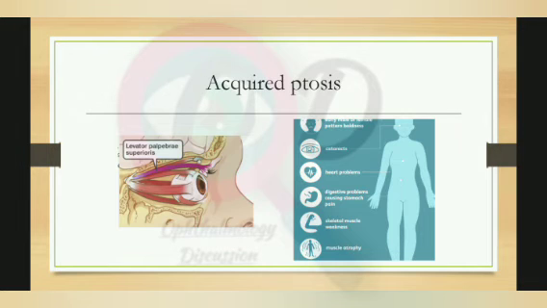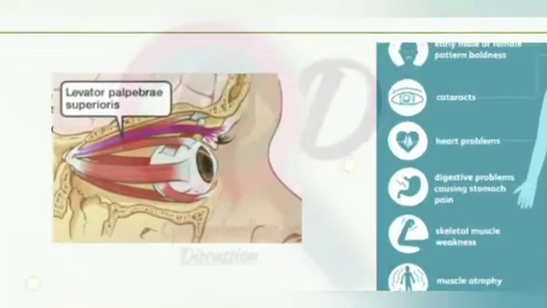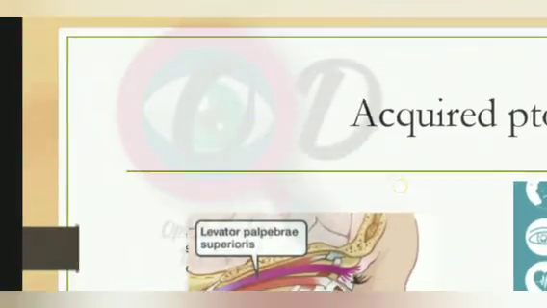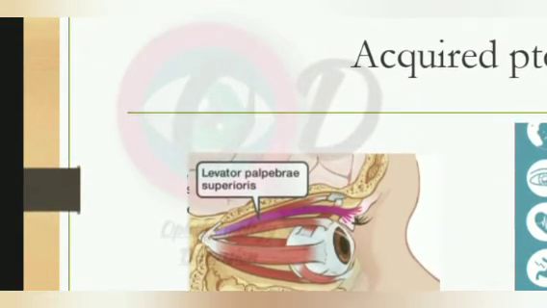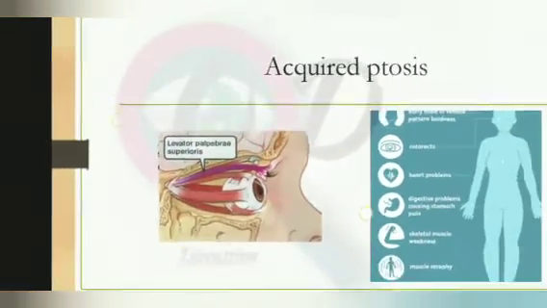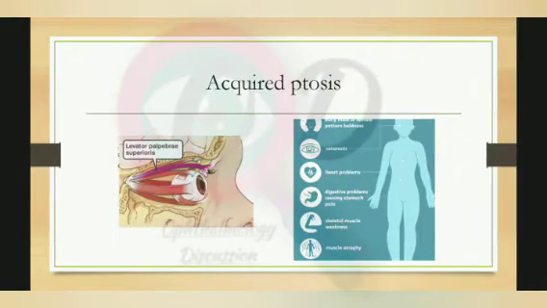Then you can see here this muscle, the levator palpebrae superioris. It helps to elevate our upper eyelid, and if it gets affected, what happens? Our eyelid will droop.